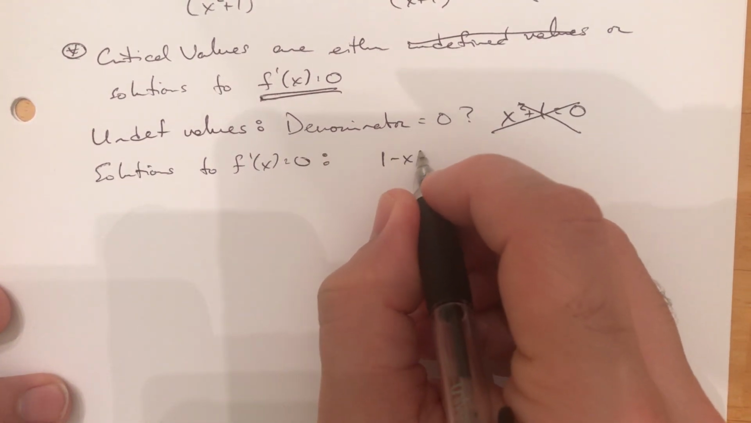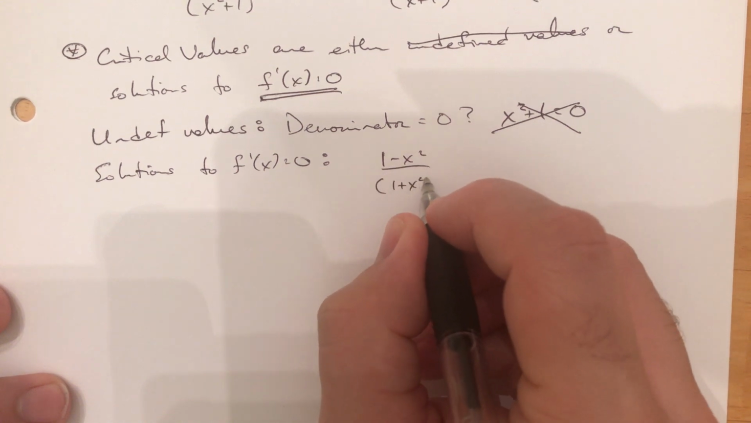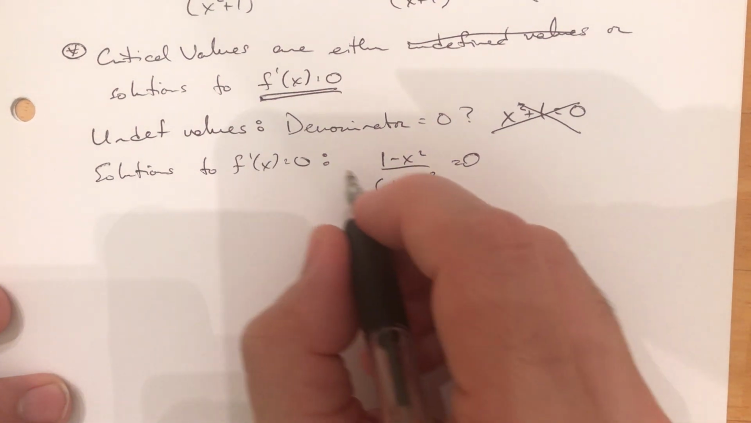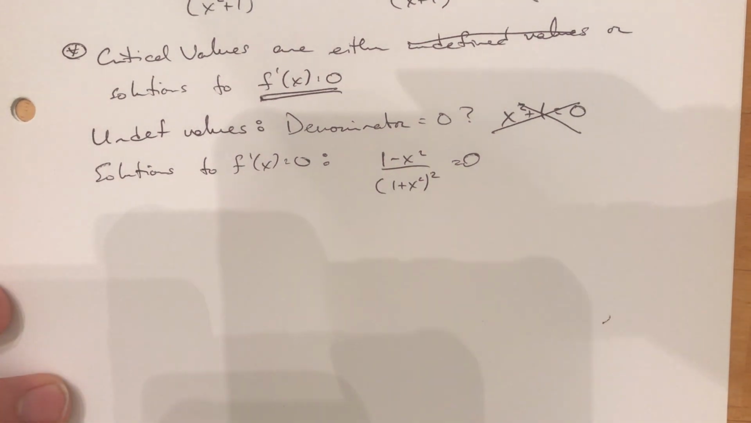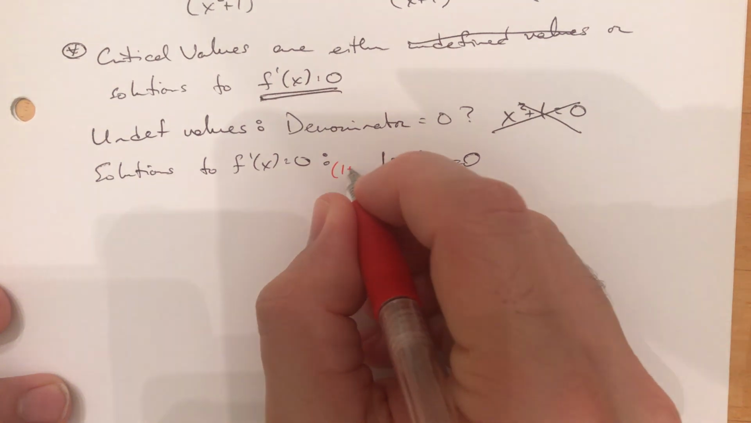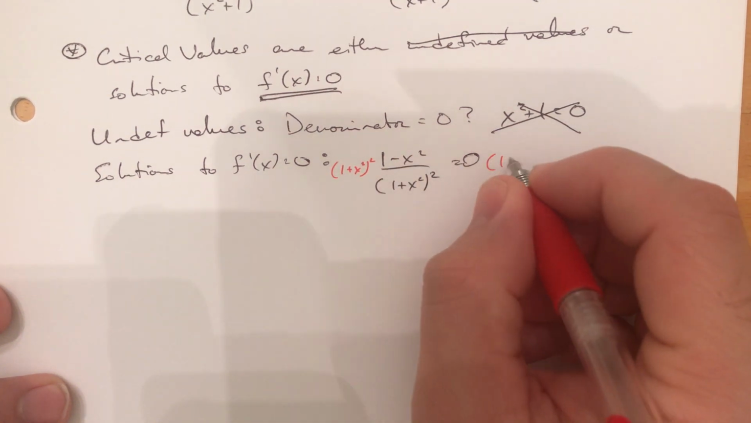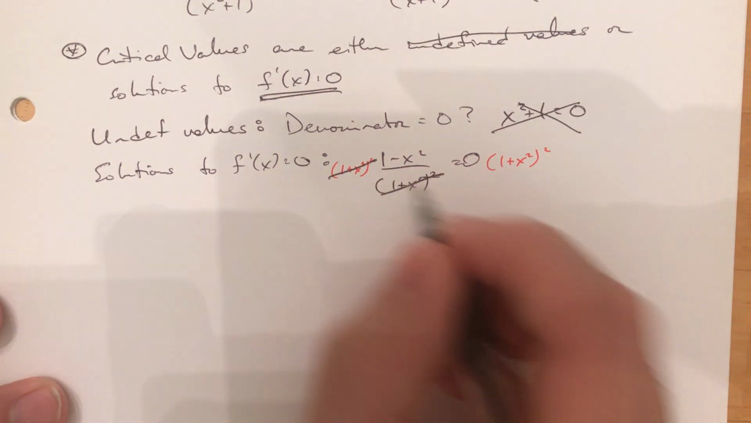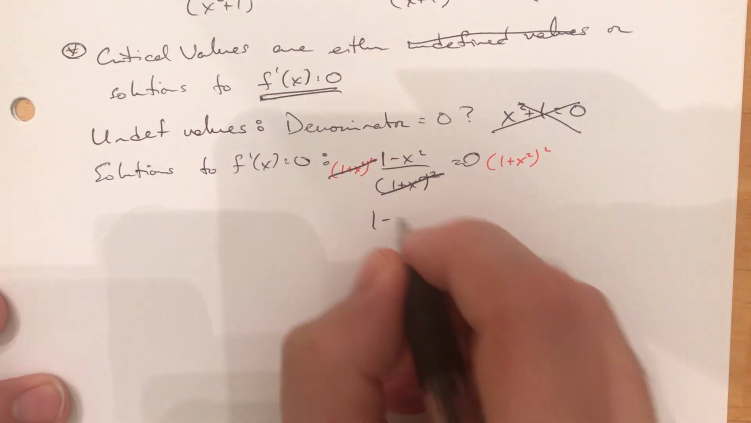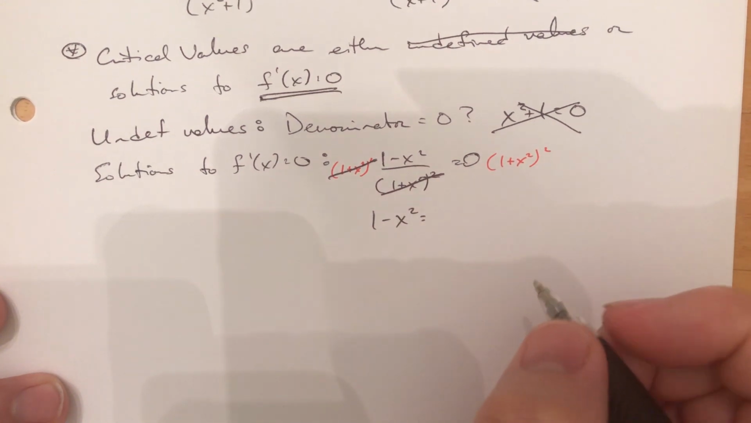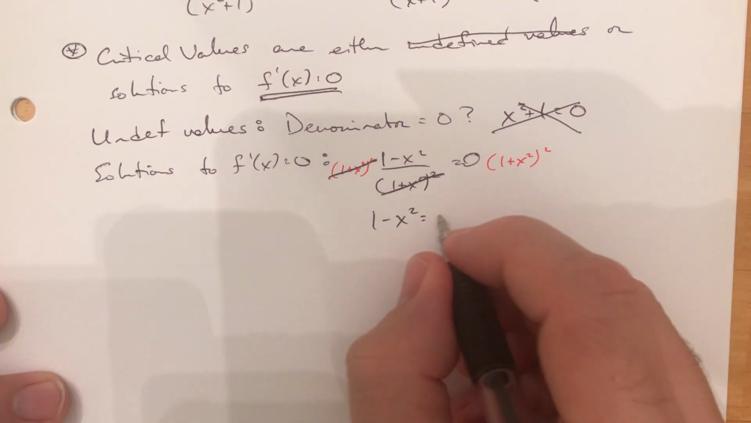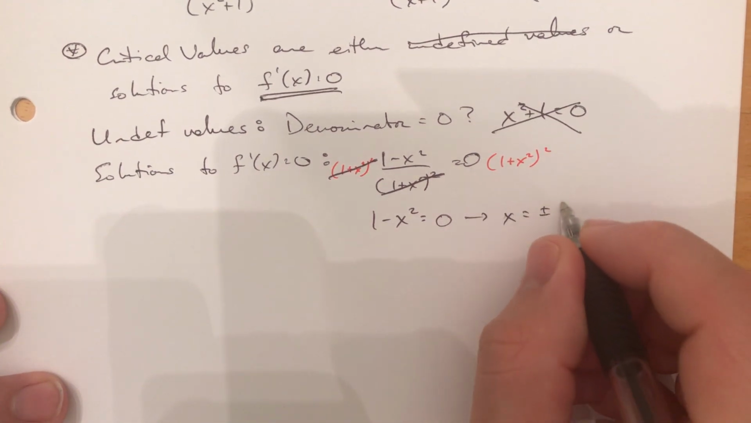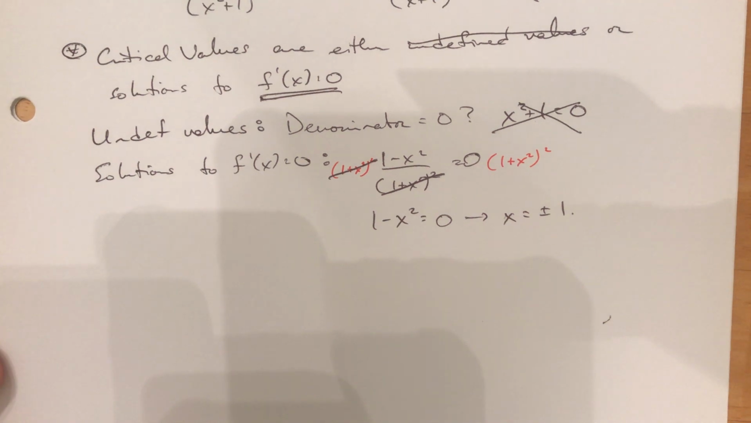So 1 minus x squared over 1 plus x squared squared equals 0. We'll multiply both sides by 1 plus x squared squared. To cancel that, that leaves us with 1 minus x squared on the left, and 0 times that stuff is still 0. We get that x is either positive or negative 1.